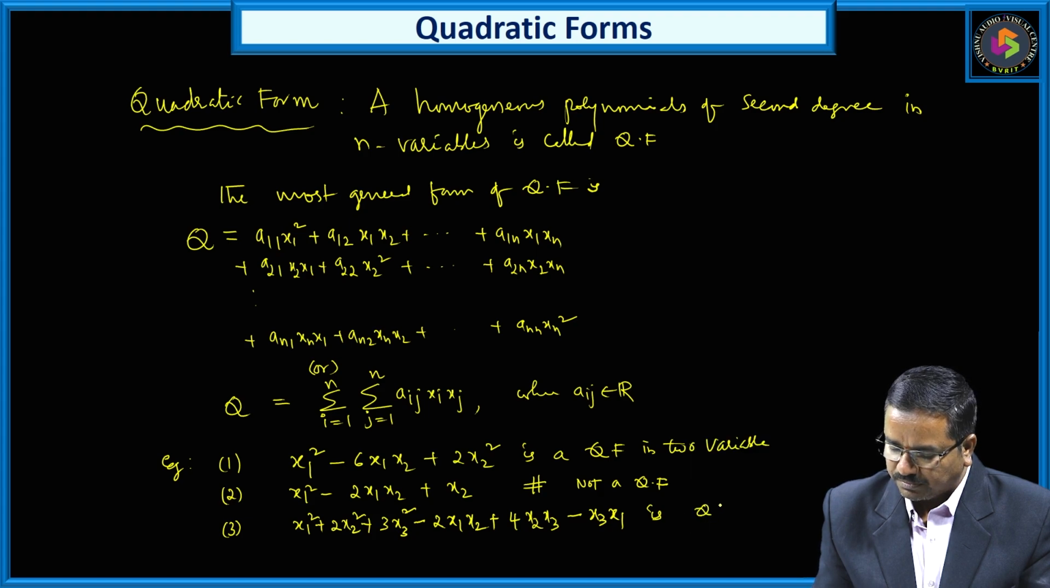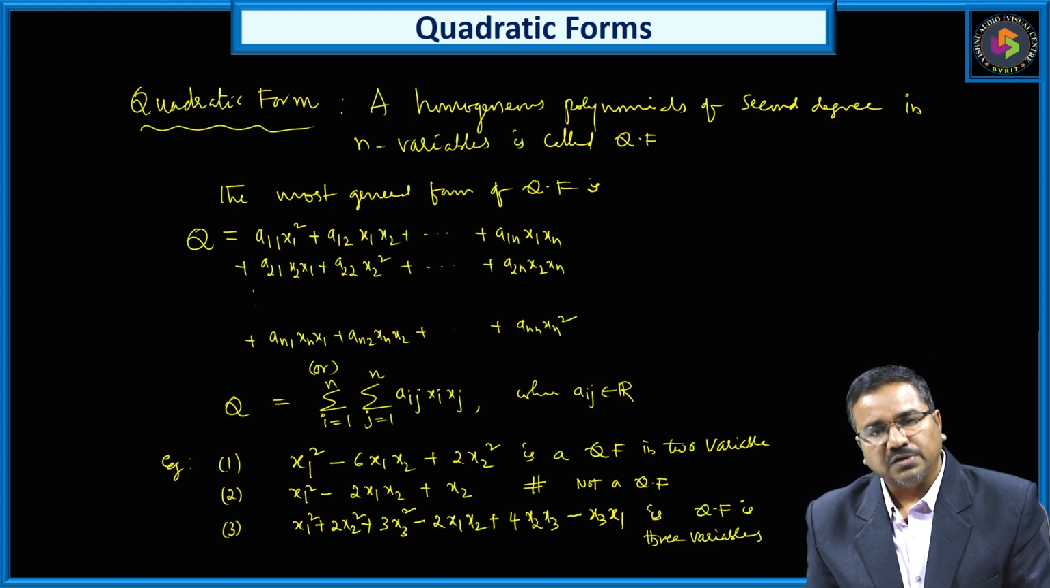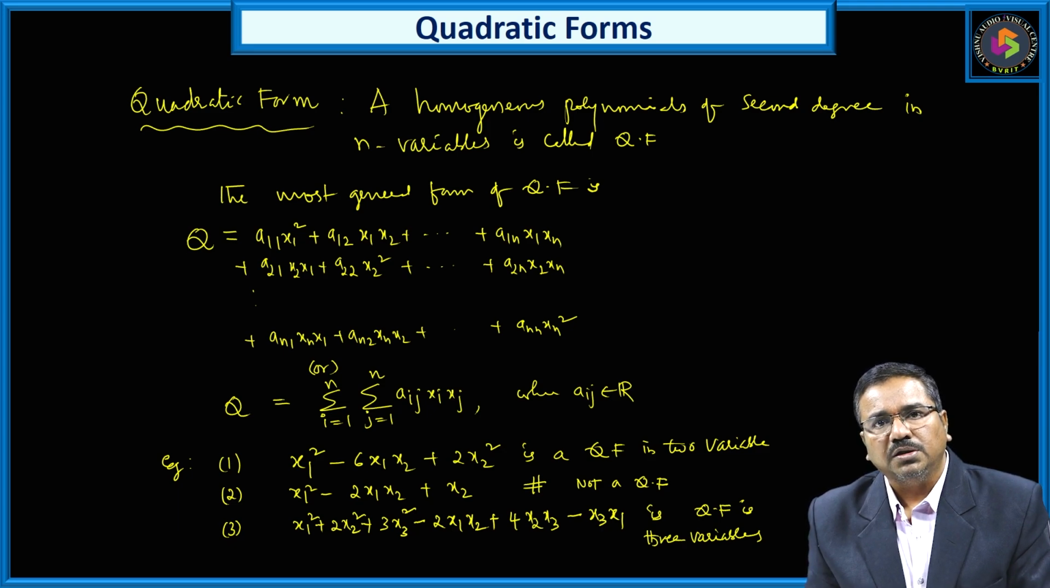Is a quadratic form in 3 variables. Why is it a quadratic form? If you look at the degree of each term, it is 2. So how many variables are involved? 3 variables are involved. Therefore, the third one is a quadratic form in 3 variables.